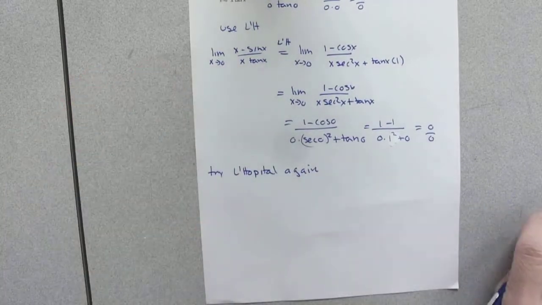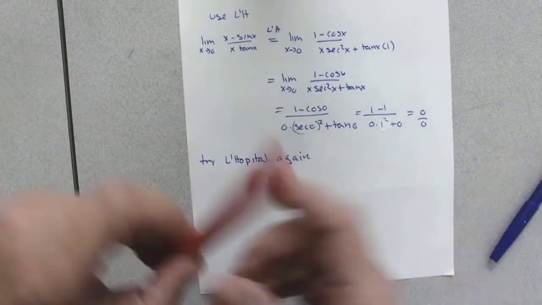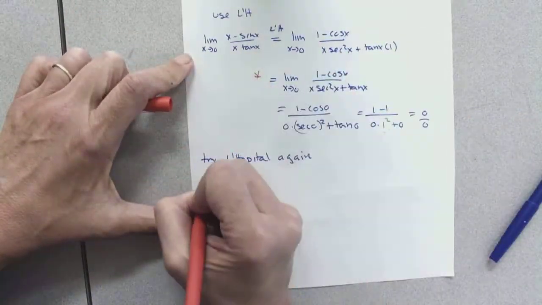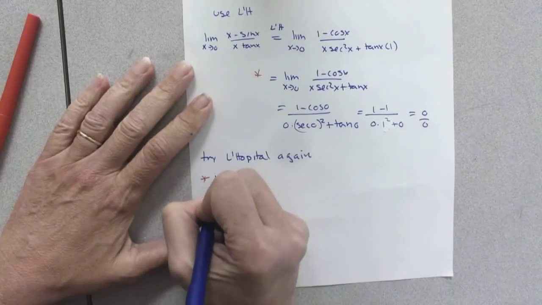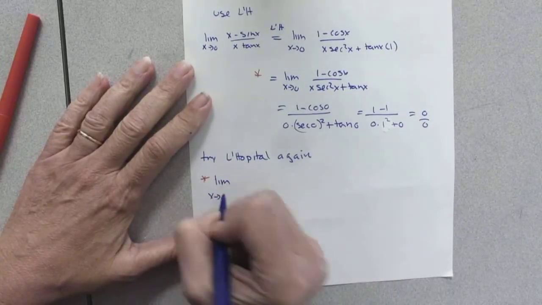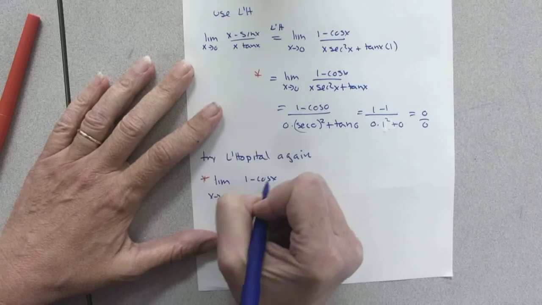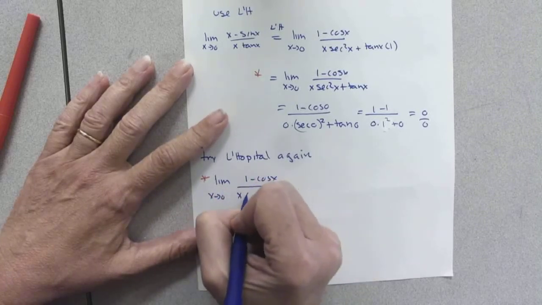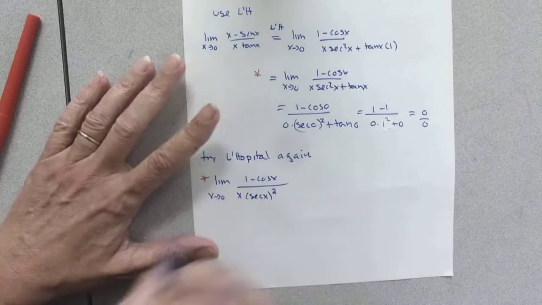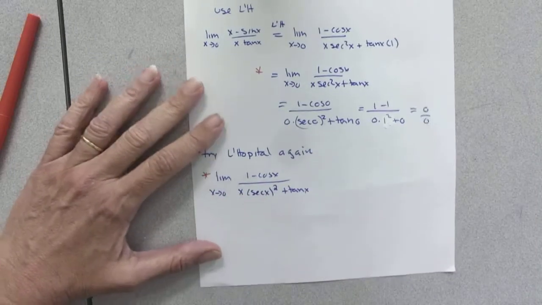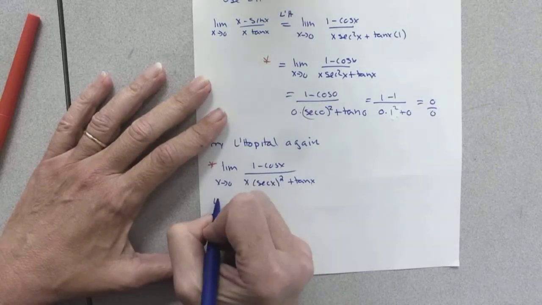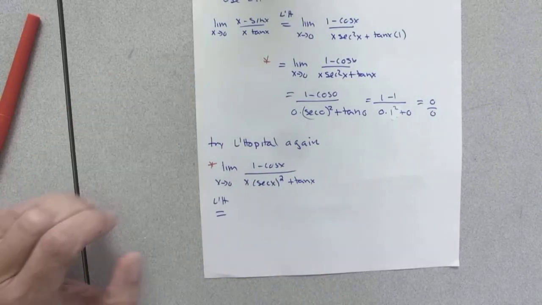So I'm going to pick up from right here. Starting from right here, we've got the limit as x goes to 0 of 1 minus cosine x over x secant x squared, writing it that way, plus tan x. So then doing L'Hopital again.